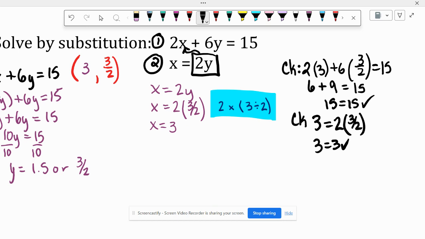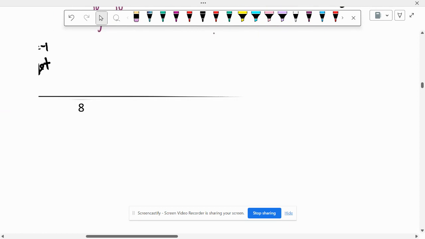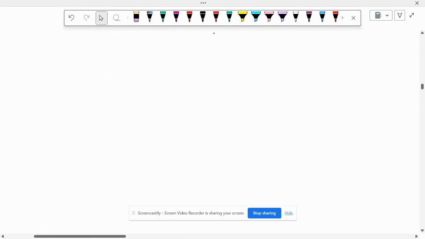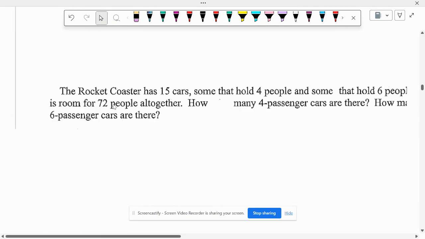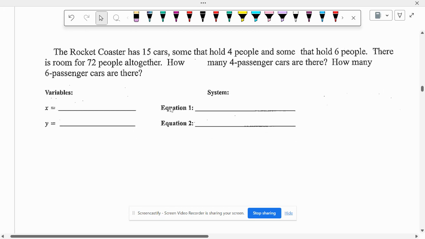Our last one is a word problem. So we have a whole section devoted to applications, but I also try to embed applications throughout the lessons just so you're not experiencing a huge culture shock, right? So I want you to see applications every single time. It says the rocket coaster has 15 cars. Some of the cars hold 4 people and some hold 6 people. There is room for 72 people altogether. How many 4-passenger cars are there and how many 6-passenger cars are there?